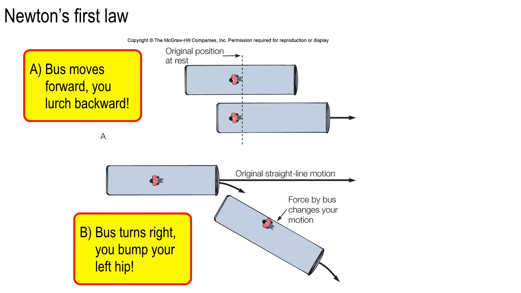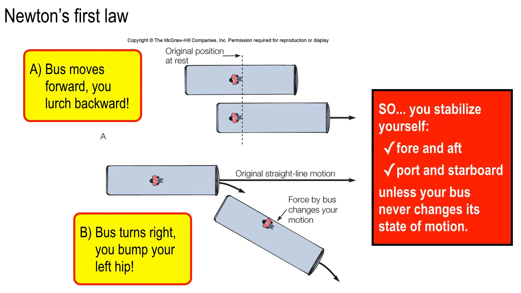So that's why when you're riding the bus, you want to stabilize forward and aft, port and starboard. Unless your bus is out in space and never changes direction or speed. You know, if you're on a bus to another planet. Hey, that would be a cool movie. The Bus to Another Planet.